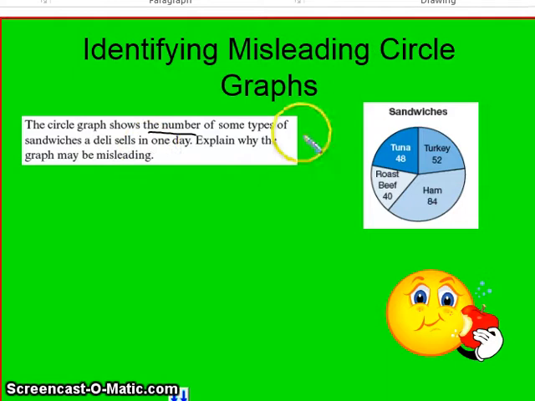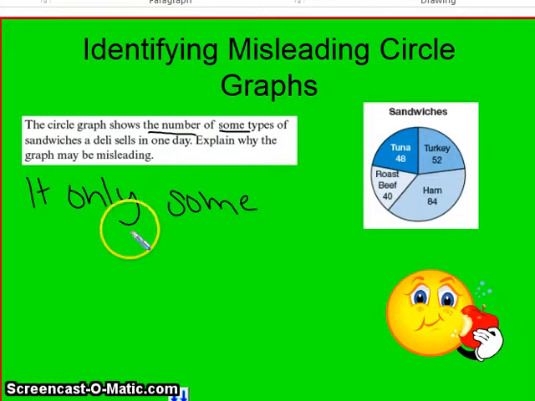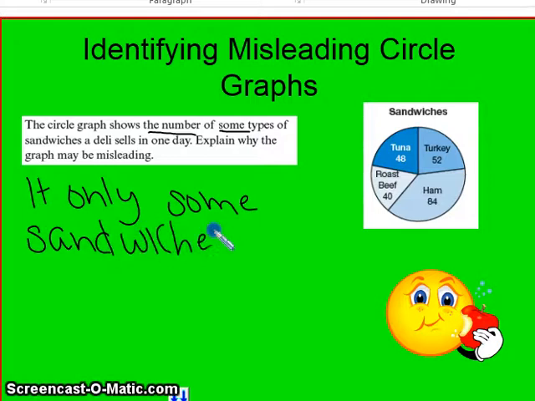Now, the key word that makes this graph misleading is some. This graph only shows some types of sandwiches that they sell in a day, but a circle graph is used to represent parts of a whole. So what makes this graph misleading is that it only shows some sandwiches that they sell, not all of them.